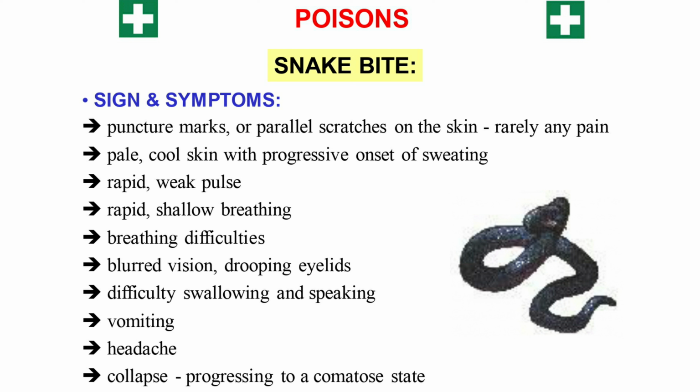Poisons: snakebite, signs and symptoms: puncture marks or parallel scratches on the skin, rarely any pain, pale, cool skin with progressive onset of sweating. Rapid, weak pulse, rapid, shallow breathing, breathing difficulties, blurred vision, drooping eyelids, difficulty swallowing and speaking, vomiting, headache, collapse, progressing to a comatose state.